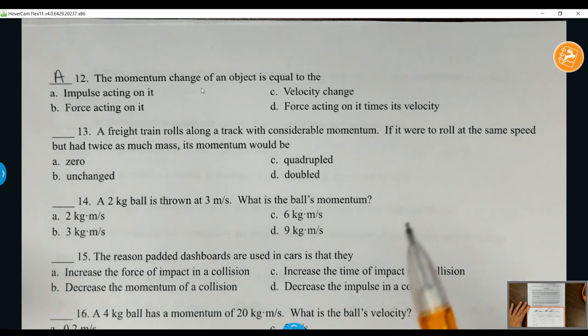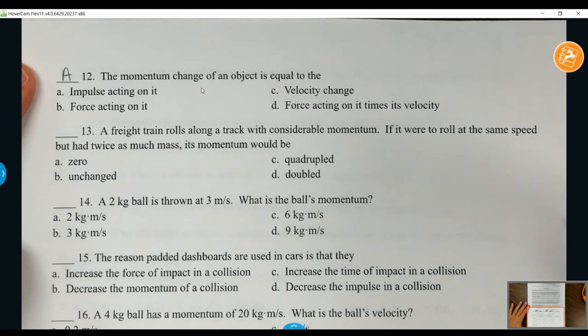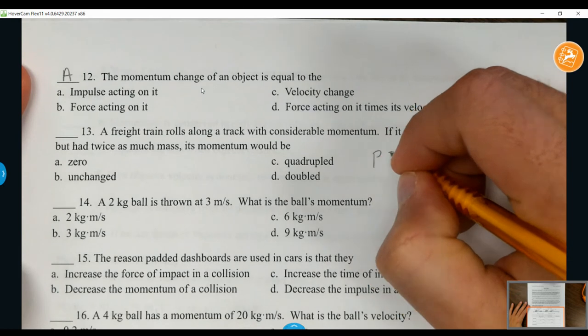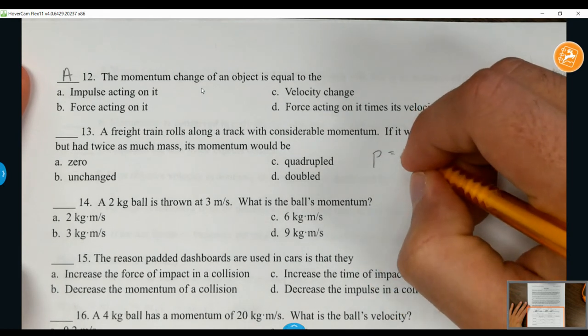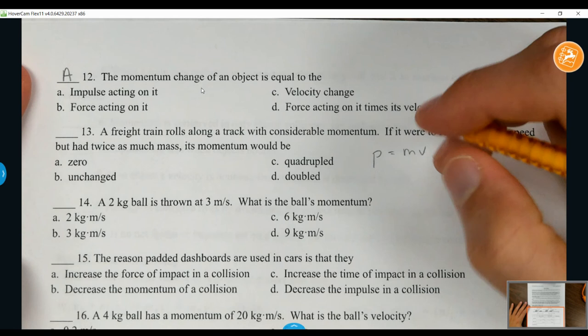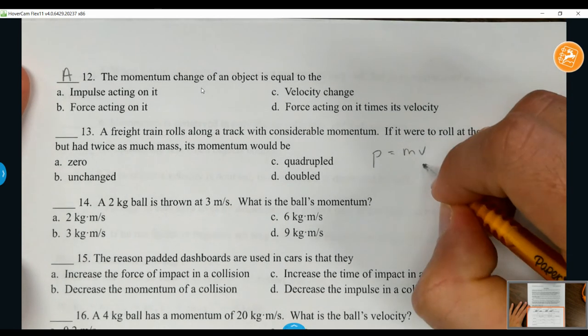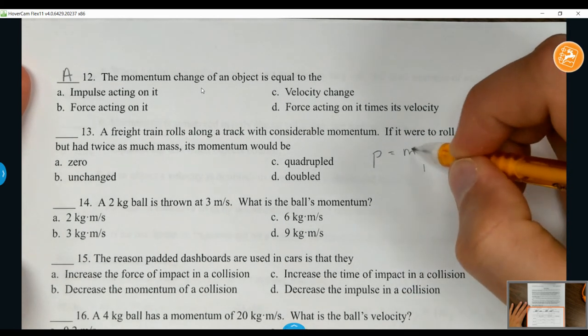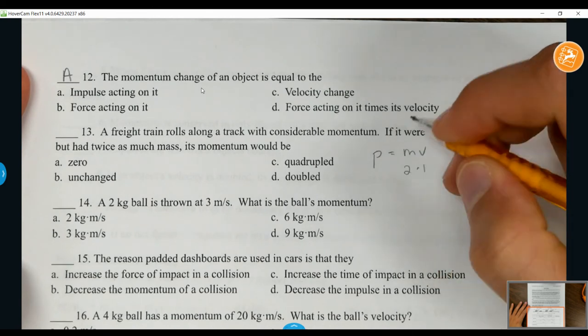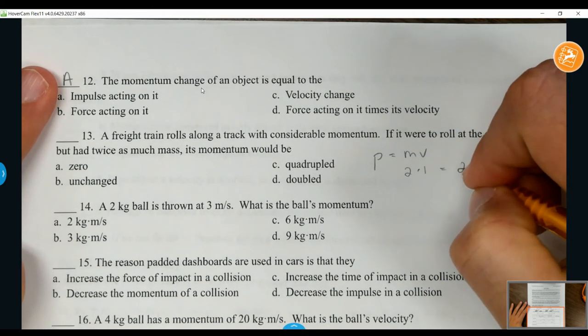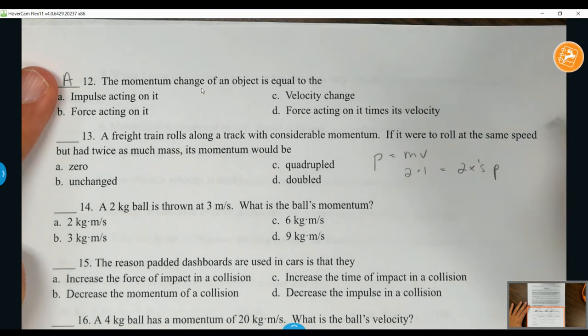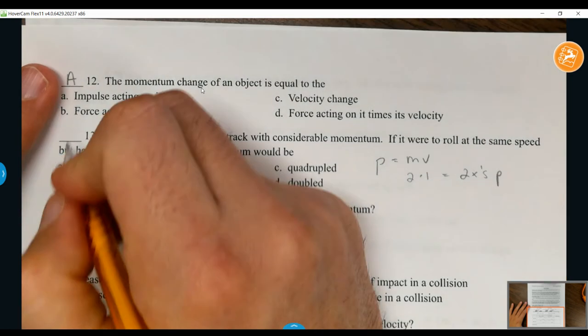So if you had a freight train moving along with a certain amount of momentum, if it were to roll at the same speed but had twice as much mass, what would happen to the momentum? It would double. All right, so you're looking at momentum is equal to mass times velocity. If we treat everything like a one in the equation, velocity doesn't change, so it's a 1, but they said we double the mass, making it a 2. 2 times 1 is going to be 2 times the momentum, or doubled.